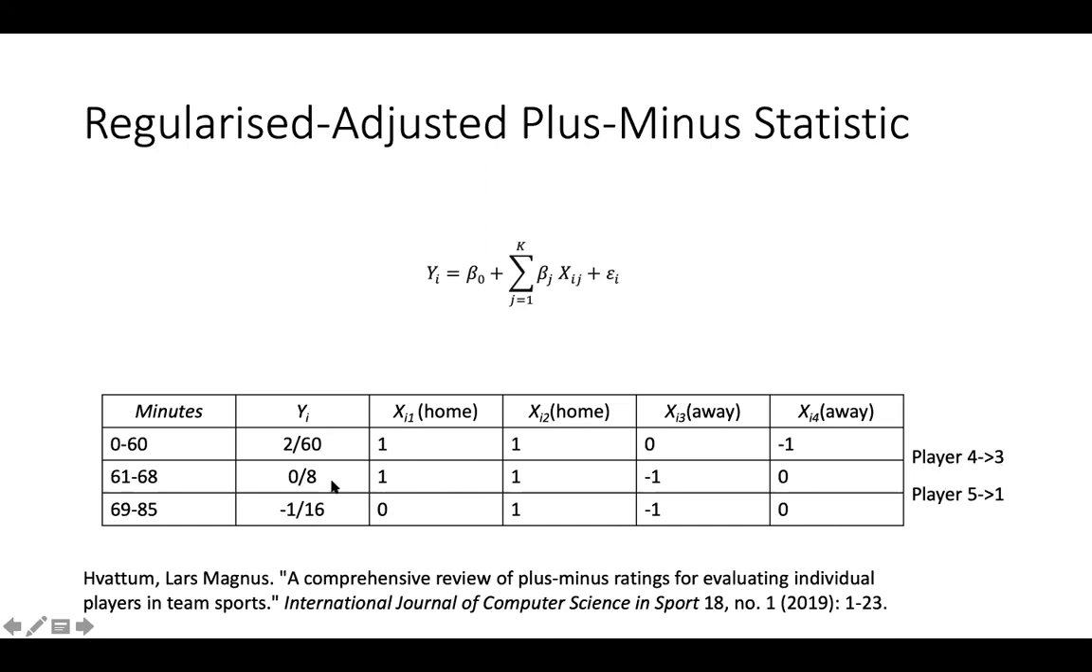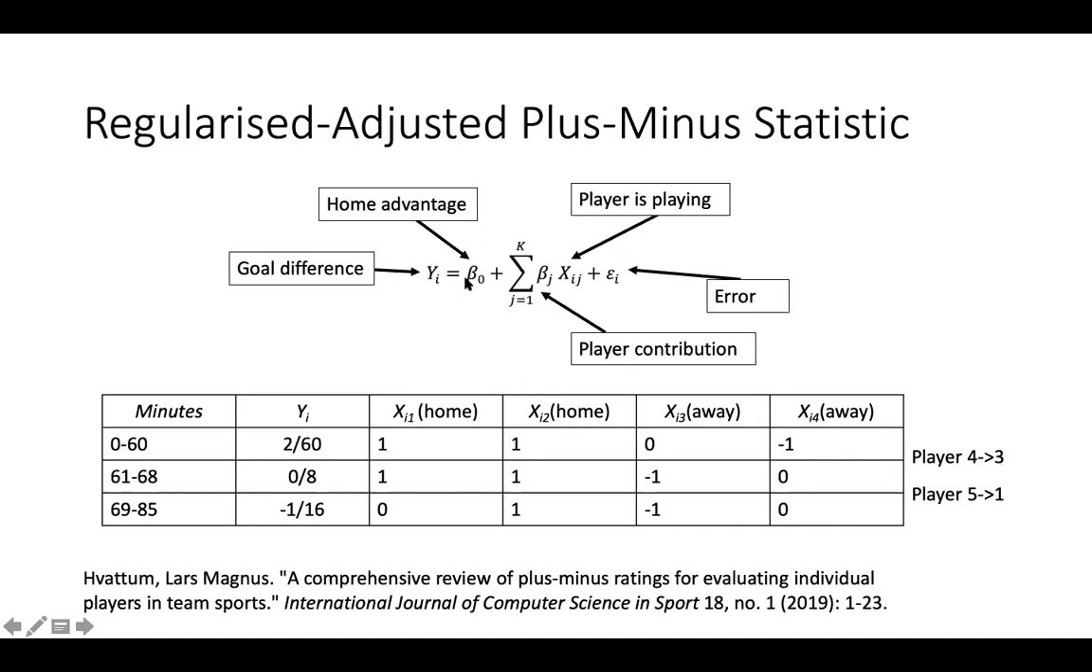And so you have this big table, and you can just do a normal linear regression on this big table in order to estimate the parameters beta naught and beta j. And beta naught is the home advantage, not particularly relevant for evaluating the players, but it will pop out. And beta j is now the player contribution, and that's what you find. So the higher the value of beta j, the more you contribute to your team's performance.